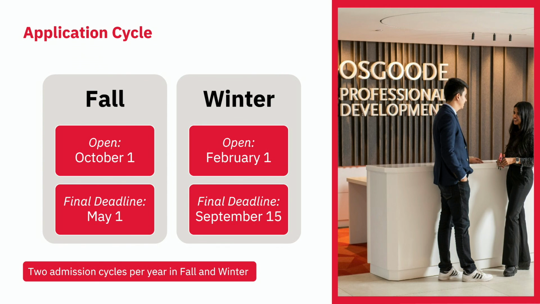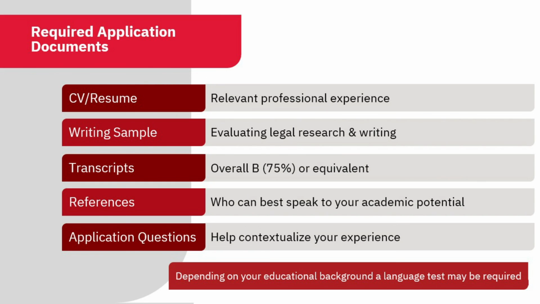Application cycle. This program has 2 program start dates, which means that new students can choose to start in either the fall or the winter term. Applications for the fall term open annually on October 1st and have a final deadline of May 1st. Applications for the winter term open annually on February 1st, and the final deadline for the winter term is September 15th.